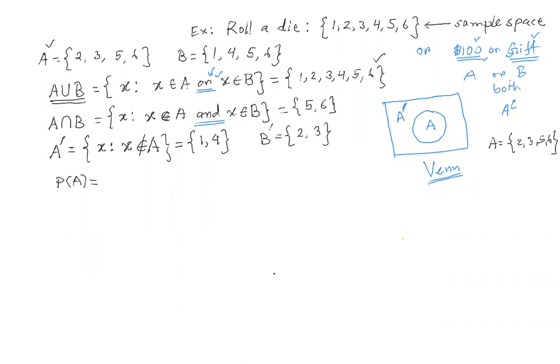If you roll a die and one of these 4 numbers shows up, then A happens, right? If 2 shows up, then A has happened. If 3 shows up, then A has happened. If 5 shows up, then A happens. If 6 shows up, then A has happened. You can have only one outcome when you roll a die, so if the outcome is one of these 4, then event A has happened.